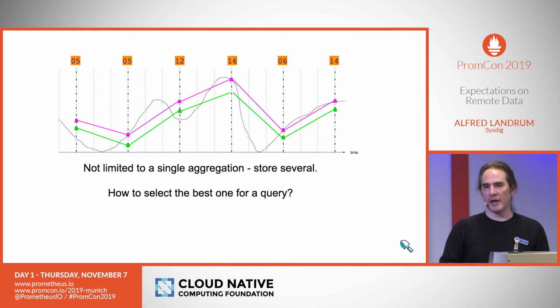So there's no constraint to only store a single one of these aggregations, right? Because we're not doing this to save on storage costs. We're doing it to reduce the cost of these large, wide queries. So now, if you store multiple of these aggregations, how do you know which one to use?